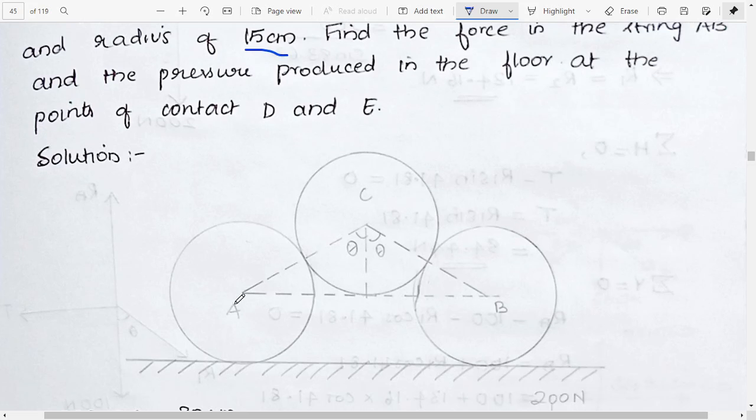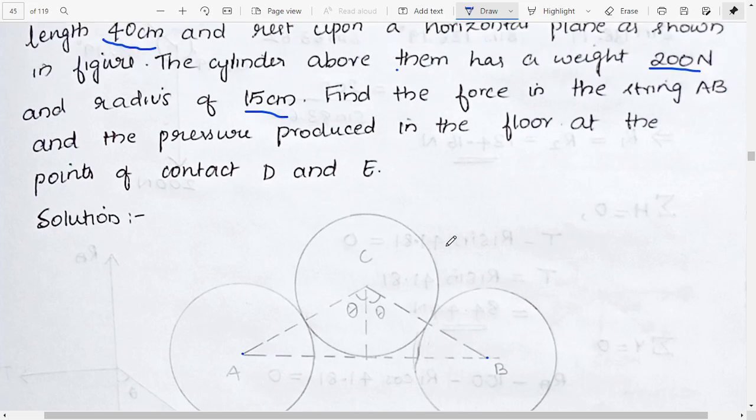Where is the string AB? So this is the string AB. This is the string AB.